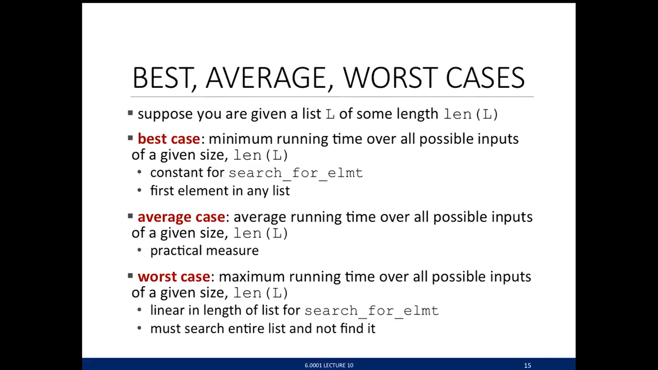The average case would be the average over the number of steps I take, depending on the length of the list. It's going to grow linearly with the length of the list. It's a good practical measure. But the one I want to focus on will be the worst case.